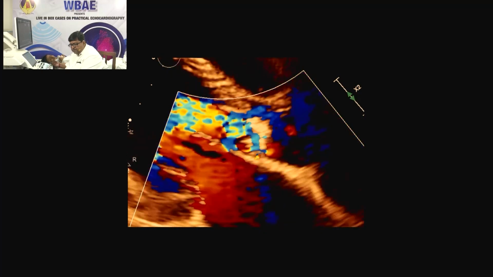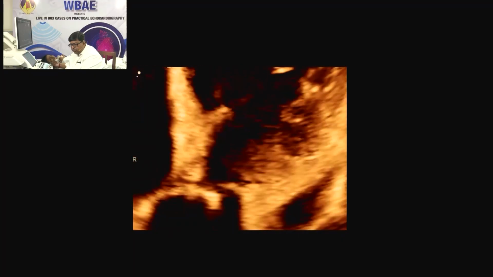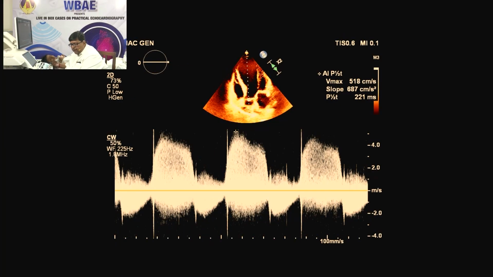So this again gives a good view where we can see, in the apical 5-chamber view, the vegetation attached to the aortic valve, which is entering into the LVOT in diastole. And this is a severe AR with a pressure half time of 221 milliseconds.